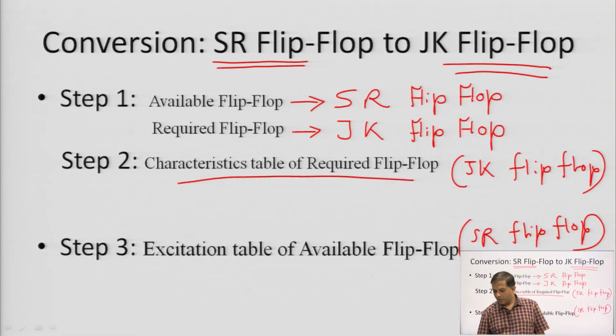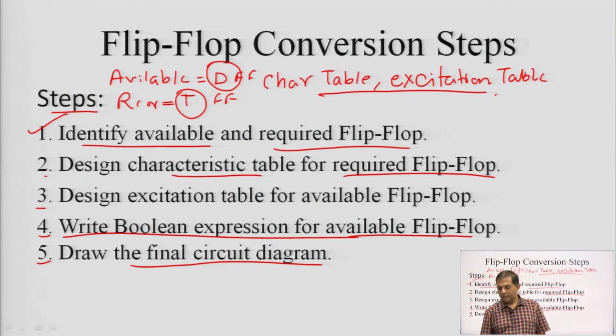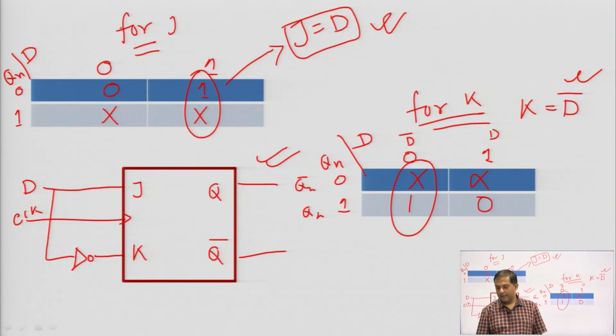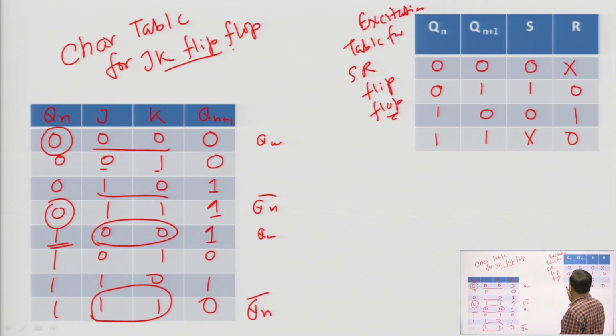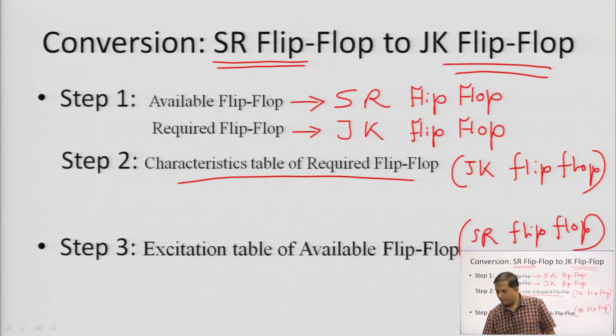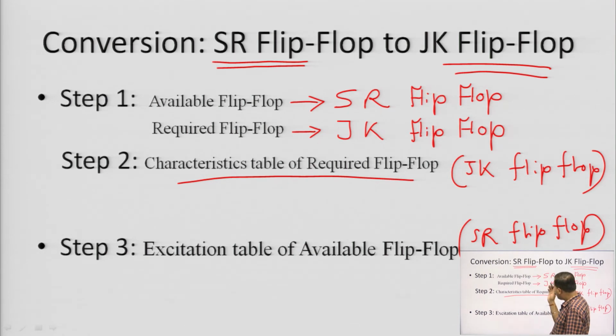Now, what we have to do? The fourth step is to write Boolean expression for the available flip flop. So, we have to make the Boolean expression, and for that we have to combine this excitation table and characteristic table. Okay. So, here it is excitation table and this is characteristic table. So, now we are having available flip flop as SR flip flop and required flip flop is JK. So, now we have to rearrange the inputs in terms of JK, right. So, let us do that.